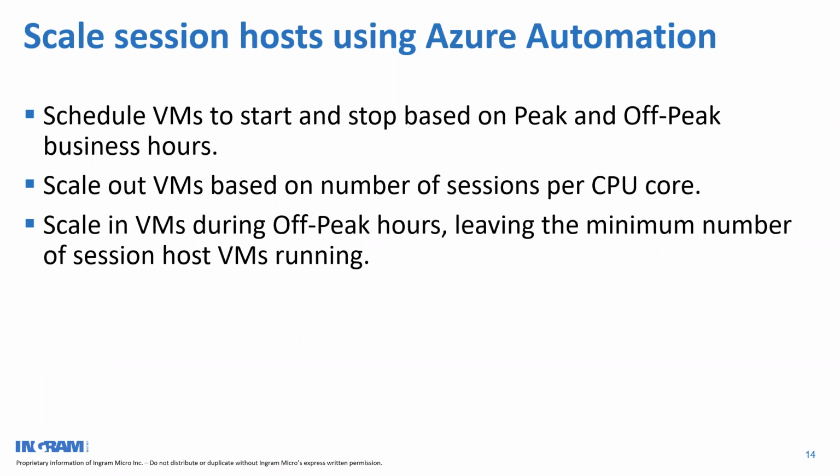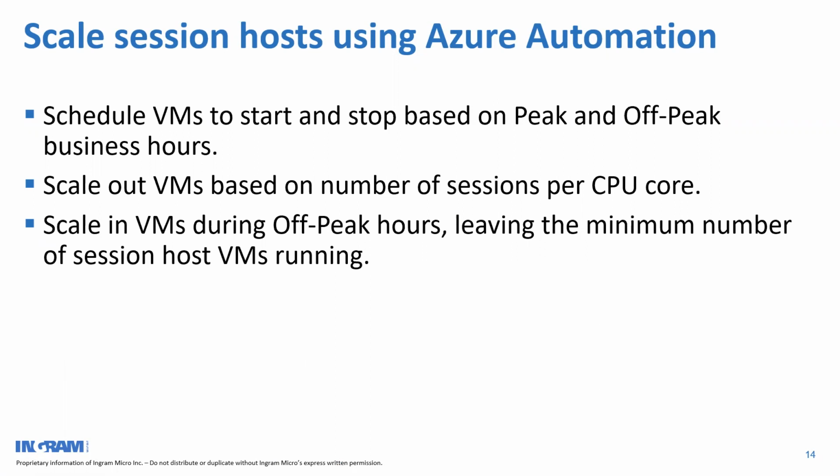So in your scenario, if you say that you have 3 session hosts, and your work time is 8 o'clock in the morning to 6 in the evening, then during your peak hours from 8 to 6, you want all the 3 session hosts to be up and running. But after 6 o'clock till 8 in the morning, you just want 1 session host to be running, right? So that is one of the automation.